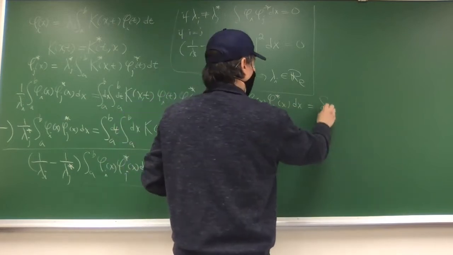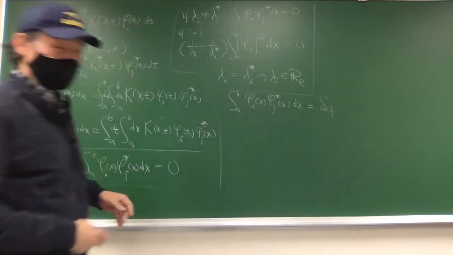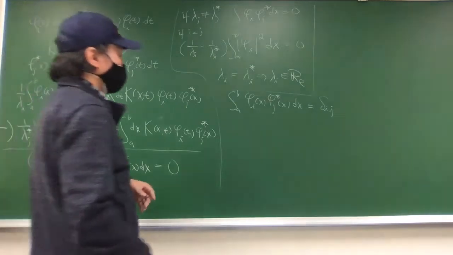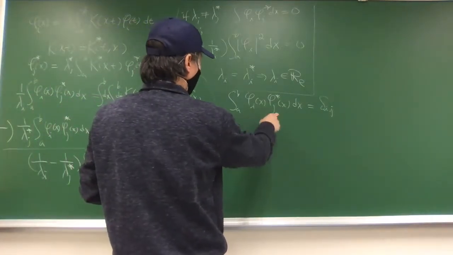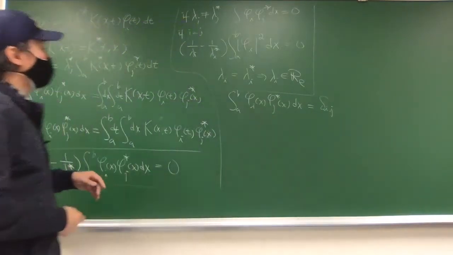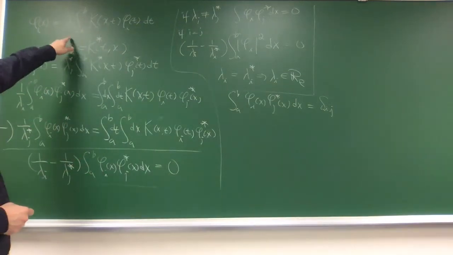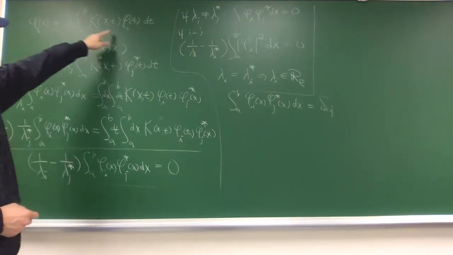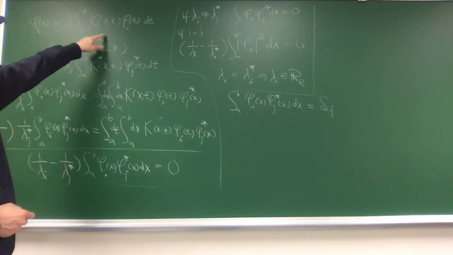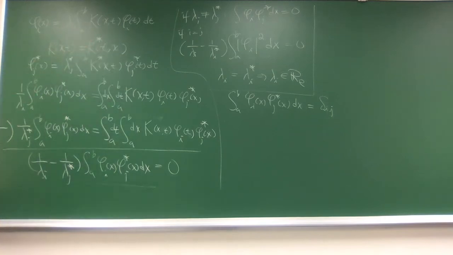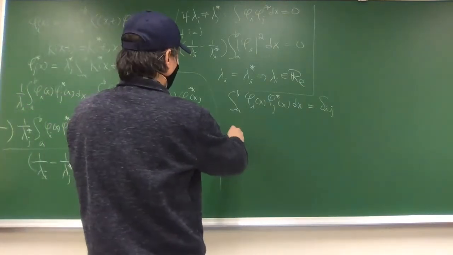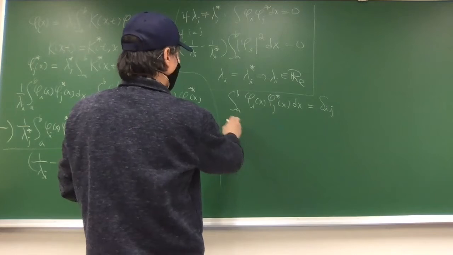You normalize that, so that becomes a conical delta. Okay, now if you know this phi, this eigenfunction, and these corresponding eigenvalues, and you want to solve this integral equation as an eigenvalue problem, then what you can do is do an expansion of phi.